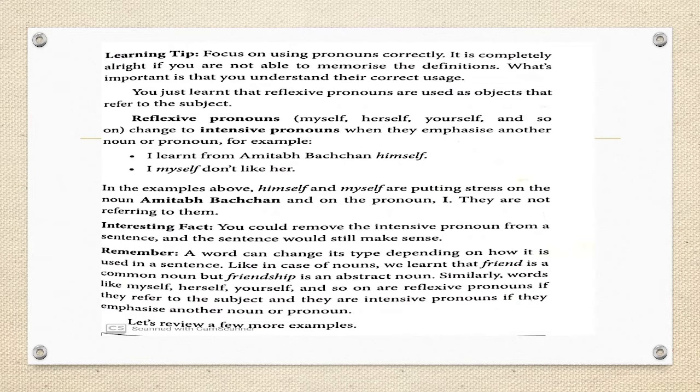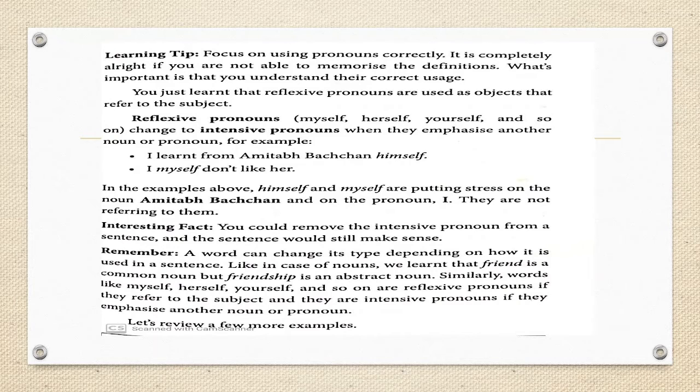I myself don't like her. Here myself is about I, not for her. So it became an intensive pronoun. In the examples above, himself and myself are putting emphasis on the noun Amitabh Bachchan and on the pronoun I. They are not referring back to them. Interesting fact: you could remove the intensive pronoun from a sentence and the sentence would still make sense.